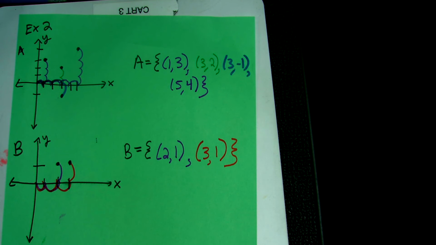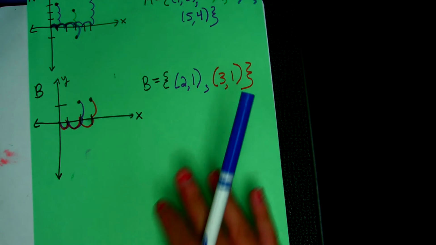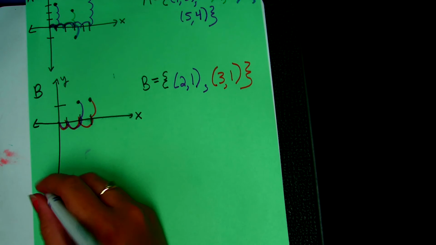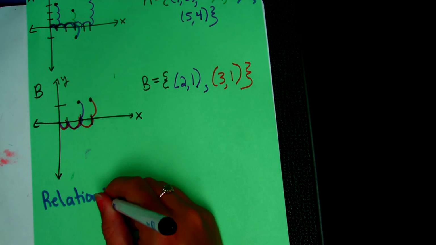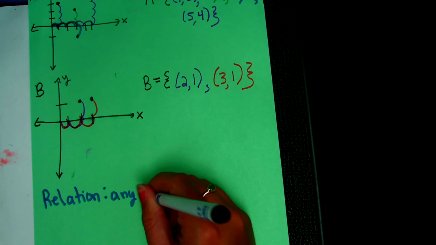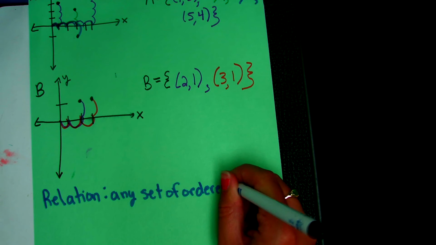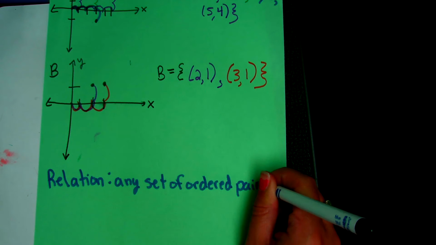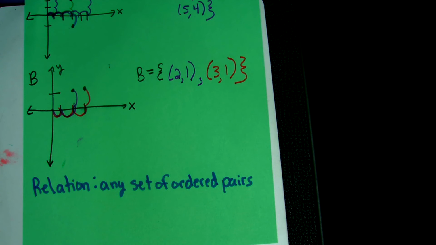All right, so I think that I have given you a clue on what the definition of relation is, but we'll go ahead and define it. A relation is any set of ordered pairs. Now this is a very broad definition, which means that we can have a lot of things that are sets that are relations because they are a set of ordered pairs. They have 2 pairs, right?